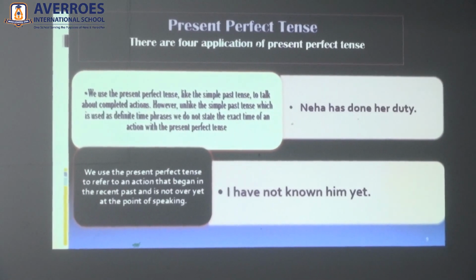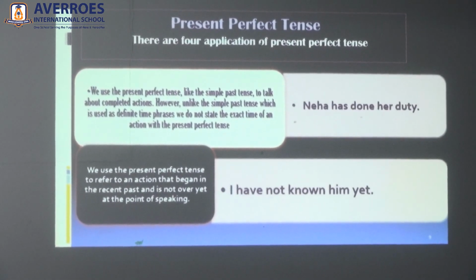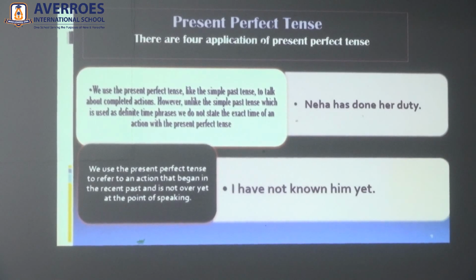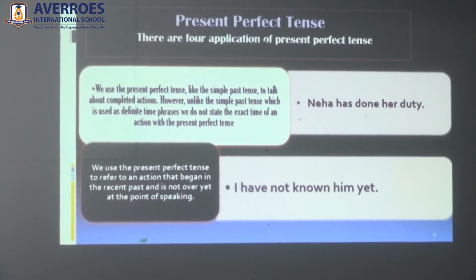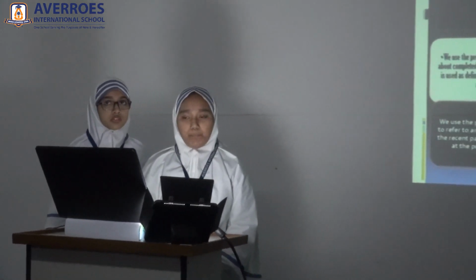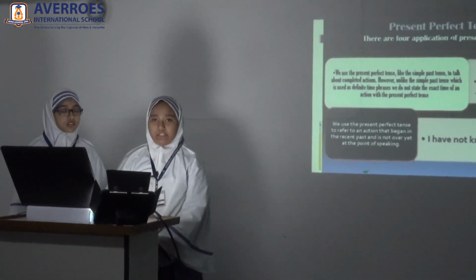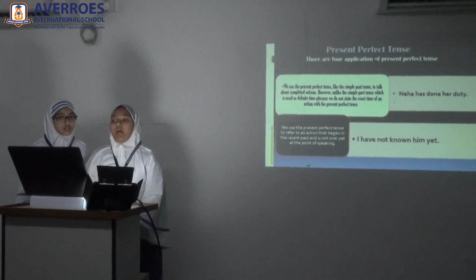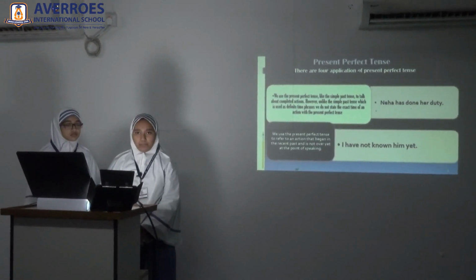There are 4 applications of present perfect tense. Number 1, we use present perfect tense like the simple past tense to talk about a complete action. However, unlike the simple past tense which is used as defined, we do not state the exact time of an action with the present perfect tense. Example: Neha has done her duty.